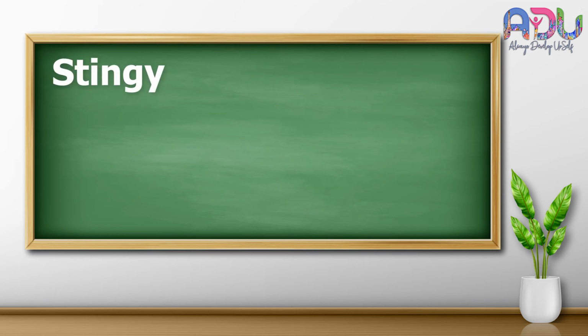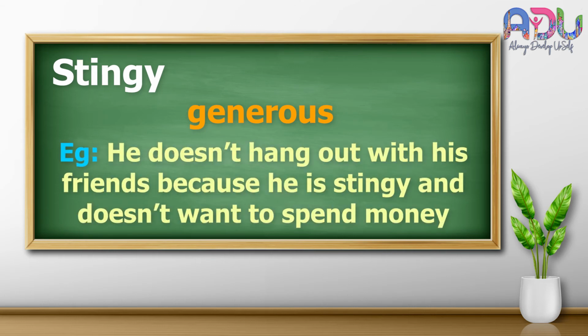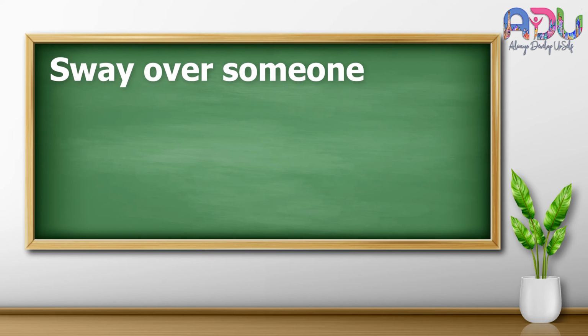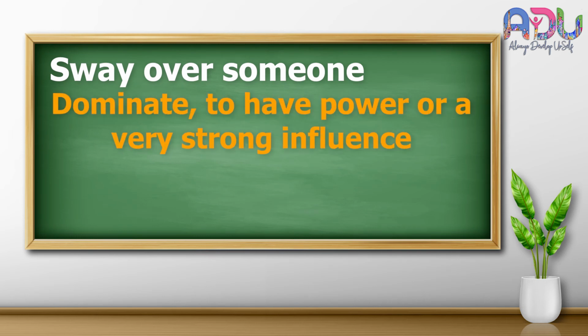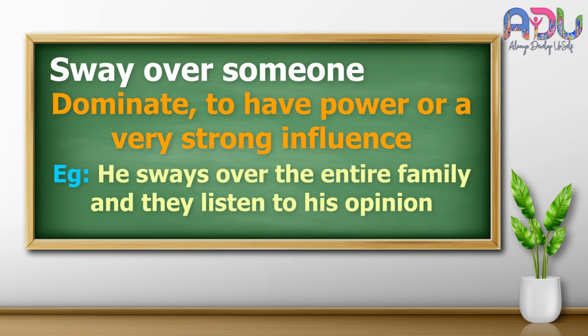43. Stingy. Stingy's opposite is generous. For example, he doesn't hang out with his friends because he's stingy and doesn't want to spend money. 44. Sway over someone. To sway over someone means to dominate and to have power over, a very strong influence. For example, he sways over the entire family and they listen to his opinion.